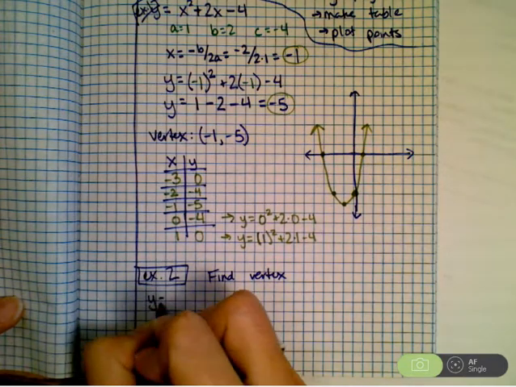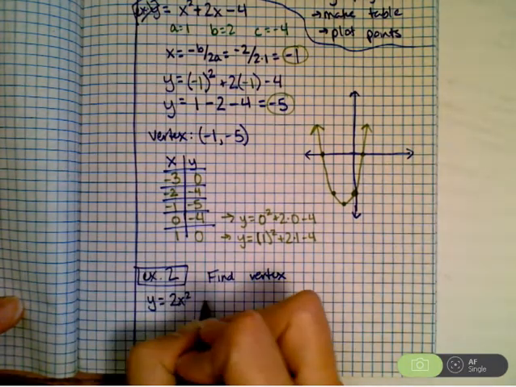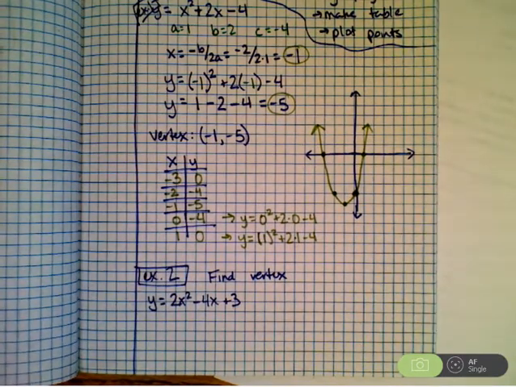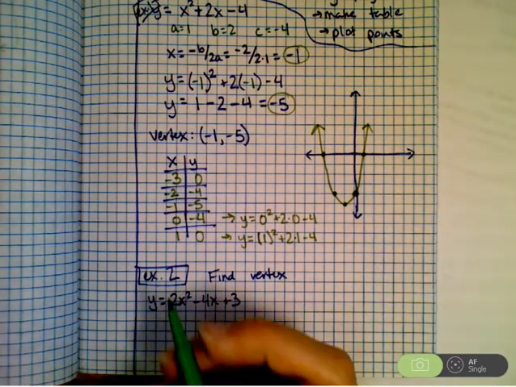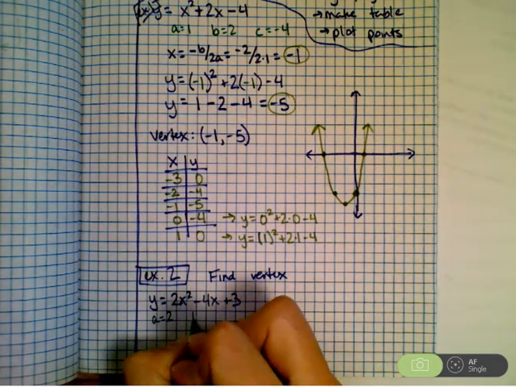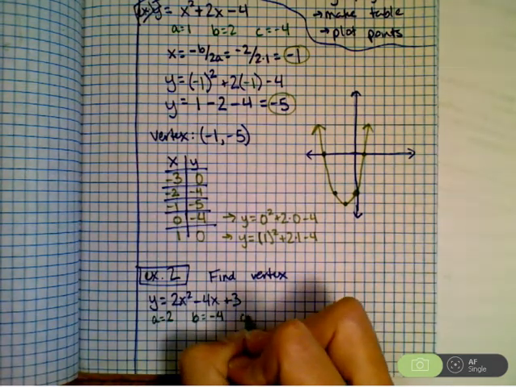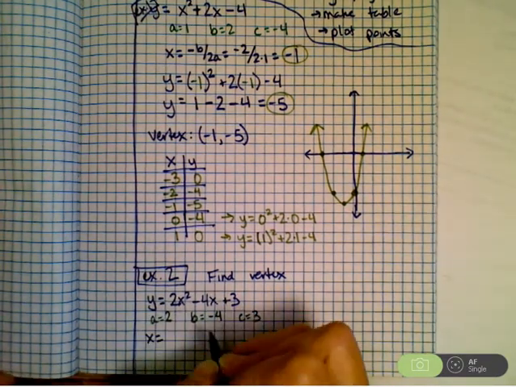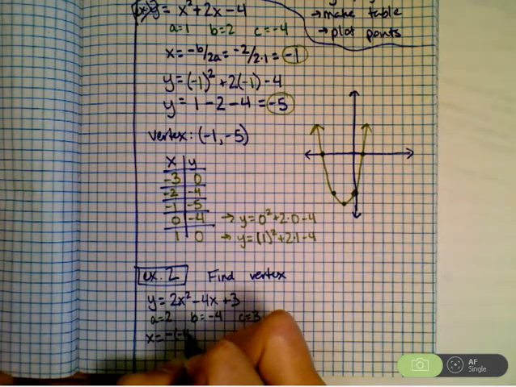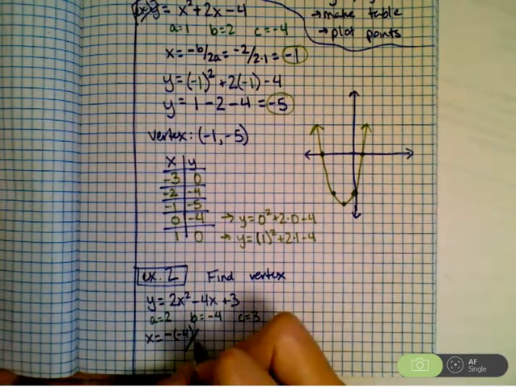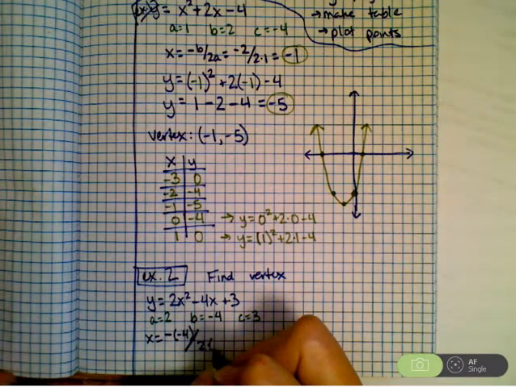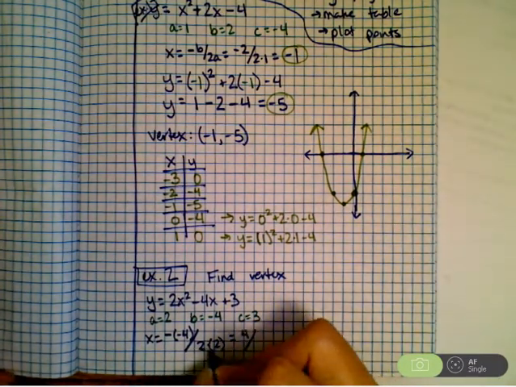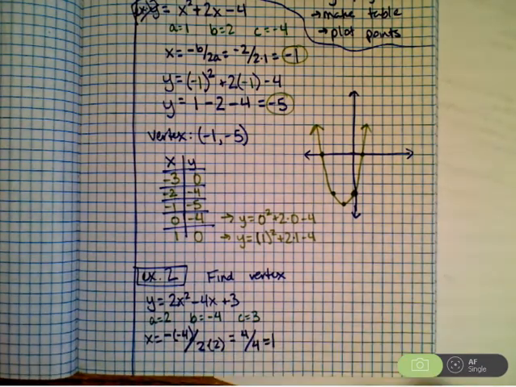If we have y equals 2x squared minus 4x plus 3. So in order to find the vertex, again, we think about what a, b, and c are equal to. A is 2, b is negative 4, c is 3. So the x part of the vertex is going to be the opposite of b divided by 2 times a. The opposite of negative 4 is 4. 2 times 2 is also 4. So the x value is 1.